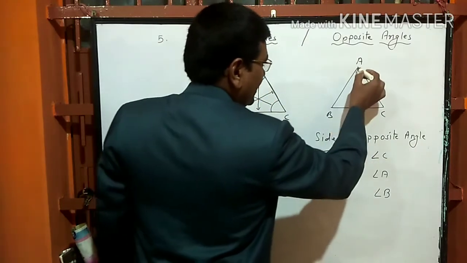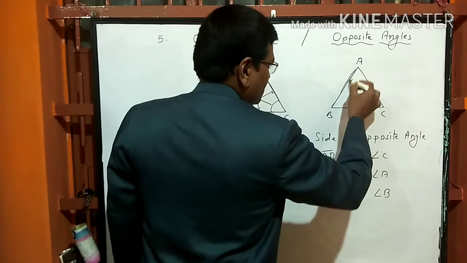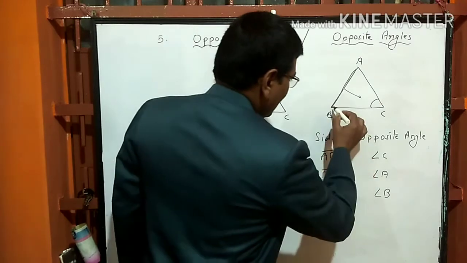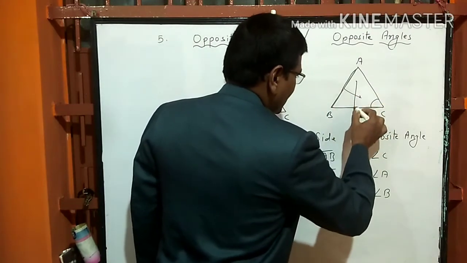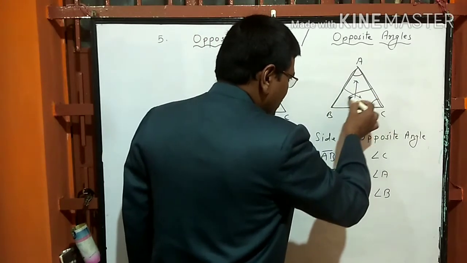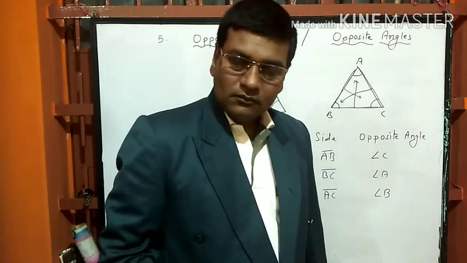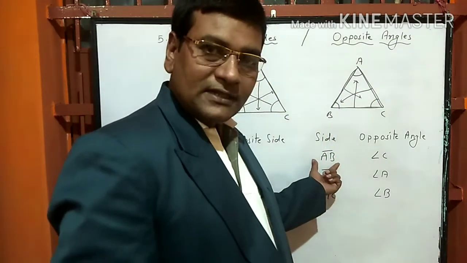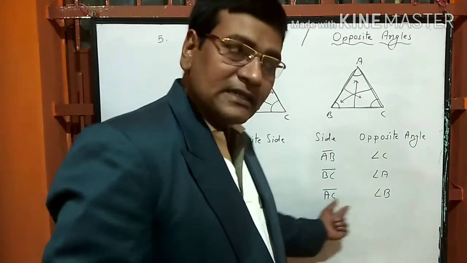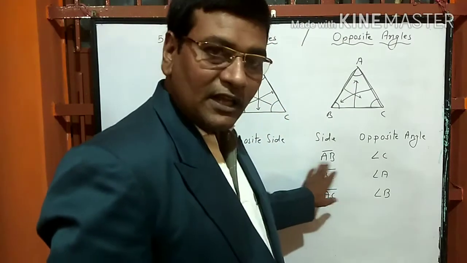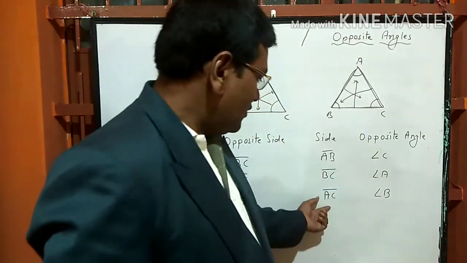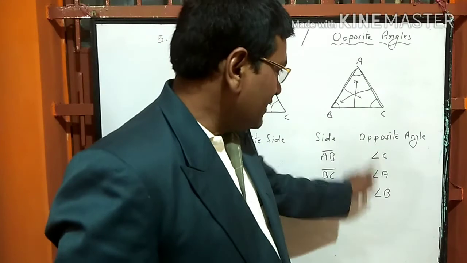Now let's see again. If we are taking side AB, then its opposite angle is C. If you are taking side BC, its opposite angle is A. If you are taking side AC, its opposite angle is B. The same process: two vertices, the remaining vertex. That means if you have written AB, then there will be C. If you have written BC, there will be A. If you have written AC, there will be B.